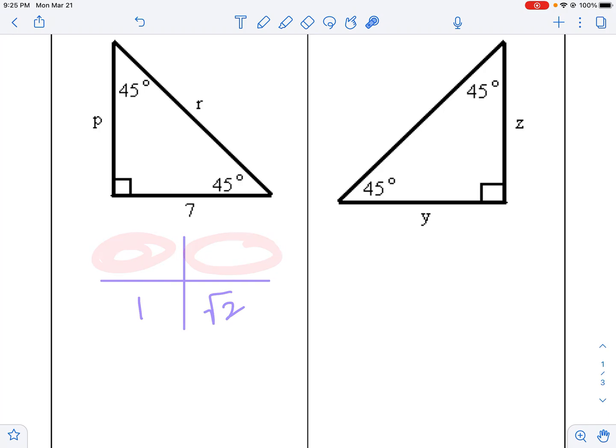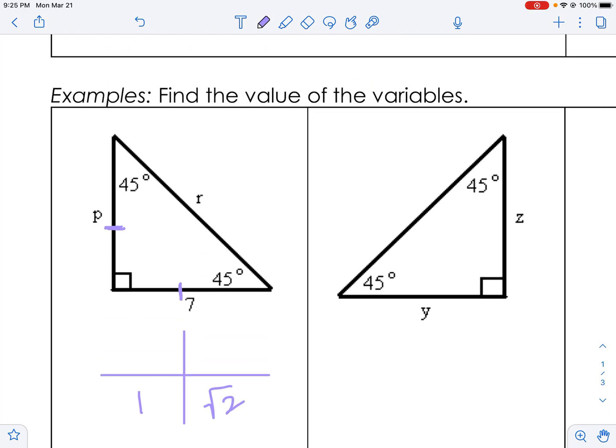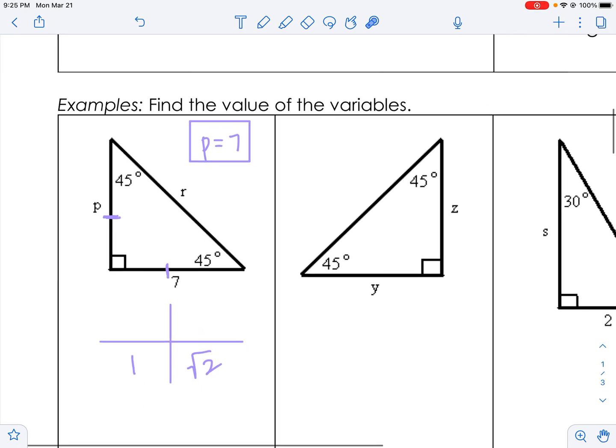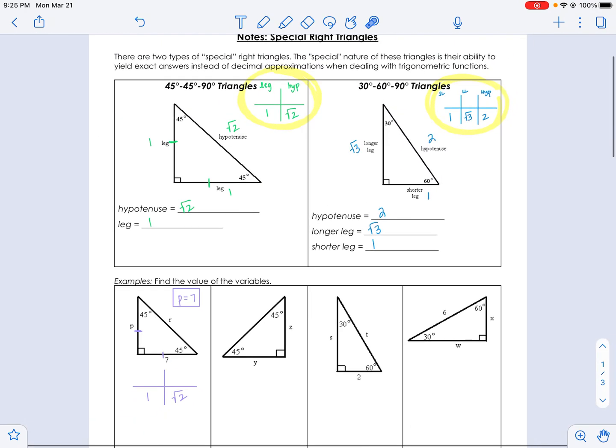And then whatever I have for the leg is going to go there, and whatever I have for the hypotenuse is going to go there. Now, because this is 45, 45, 90, and that's isosceles, I'm going to put ticks on here, which means that I actually already know one of these variables without having to do anything. Remember, if the legs are the same, so P should just equal 7. No solving for that. I can just find that out because if it's isosceles, the legs should be the same. If that side is 7, then P should equal 7.